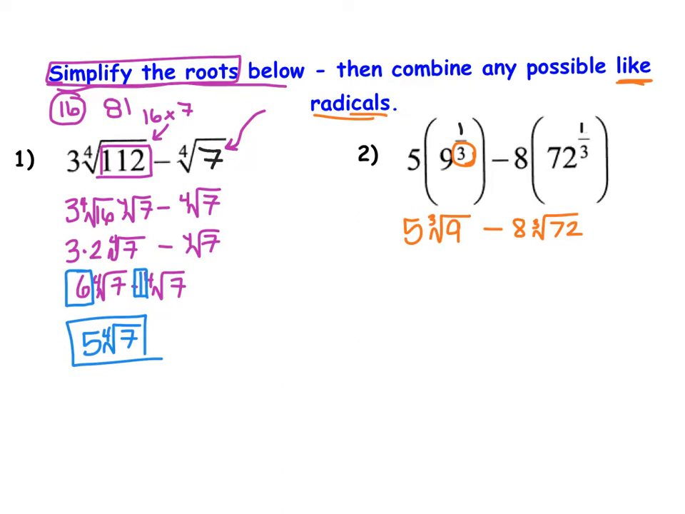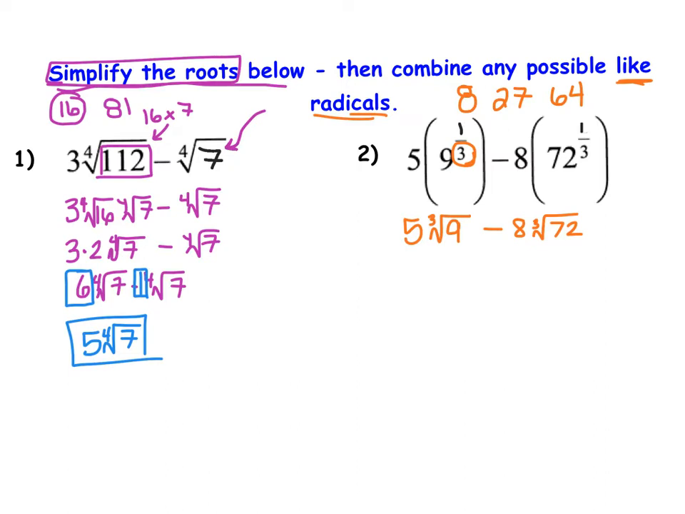So I have 2 to the third power, which is 8, 3 to the third power, which is 27, 4 to the third power, which is 64, and then 5 to the third power, which is 125, which is bigger than 72. So I'm going to use these to help me simplify.